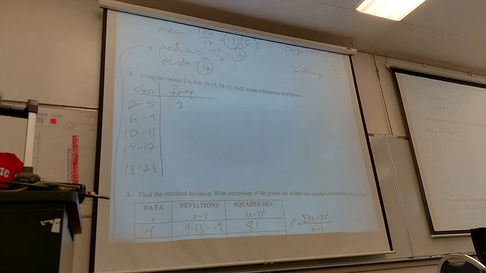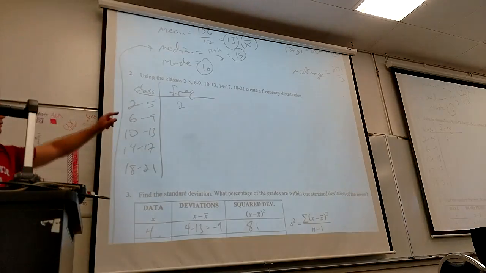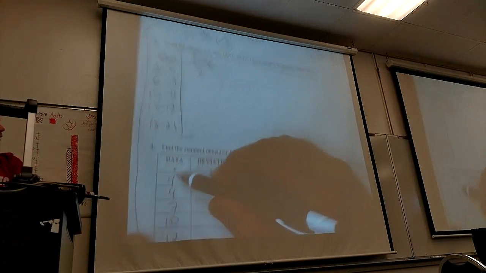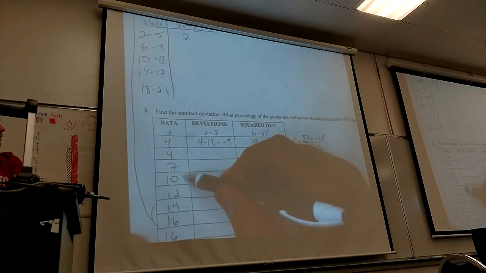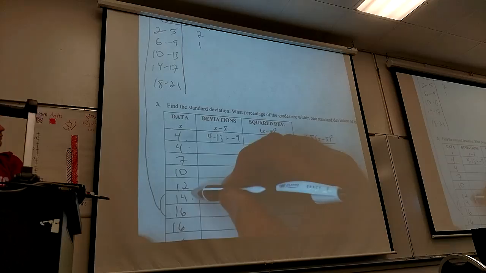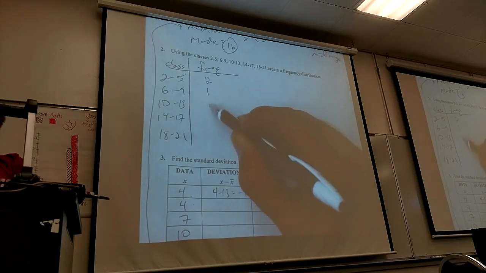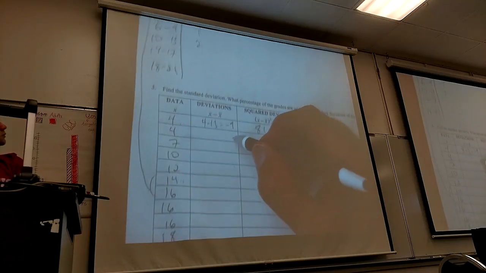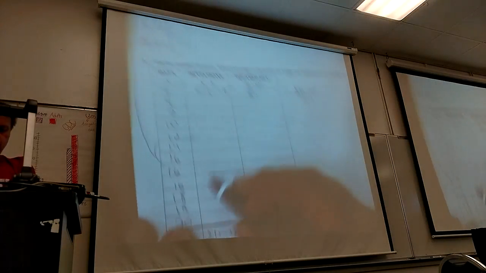Now here it's really a matter of counting how many times something shows up in each class. There are 2 things between 2 and 5. Between 6 and 9, there's 1. Between 10 and 13, there's 2. 14 to 17, there's 1, 2, 3, 4. 18 to 21, there's 1, 2, 3.